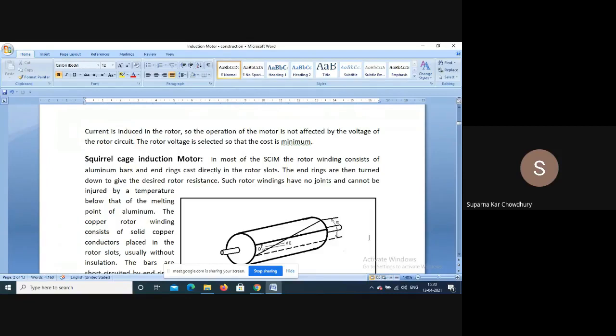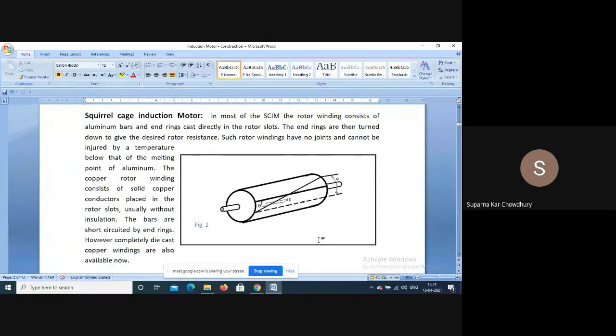Now, for larger motors, we can have copper winding also. Normally, for copper squirrel cage winding, copper bars are placed inside slots, which are then shorted through copper end rings. However, now methods are available for die-cast copper winding also, because previously the problem was that copper has a very high melting point, so die casting or welding copper was difficult, but now methods are available. So if the rotor winding is made of copper, obviously the motor size for the same rating will be smaller, and it will have higher efficiency.